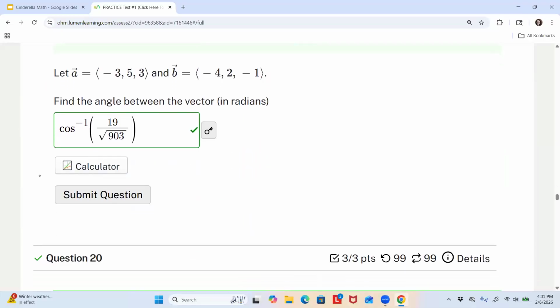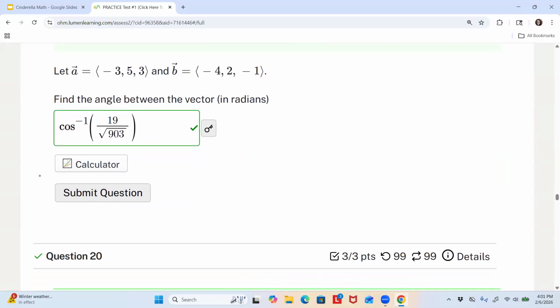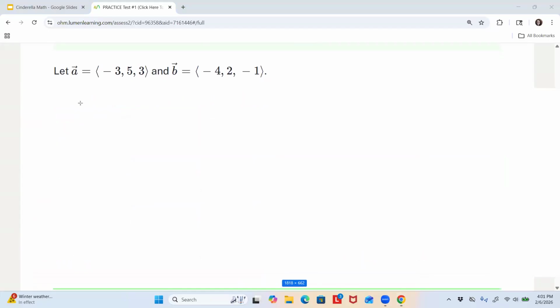Find the angle between the vectors in radians. So again, this is a formula. If you know the formula, it's not awful. The formula to find the angle between these two vectors: cos of theta is the two vectors dotted, so A dot B, over the two vectors' magnitudes, A magnitude times B magnitude. Usually we use U and V, but it doesn't matter. Let's go ahead and dot those. So that would be negative 3 with negative 4.